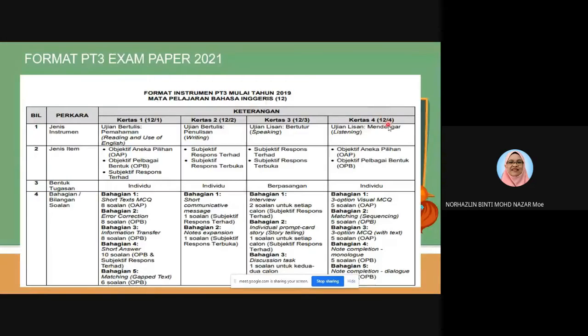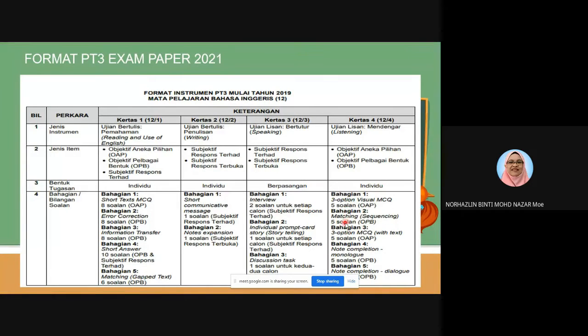Your code is 12/4. It's your listening paper. Okay, so objektif aneka pilihan. Objektif pelbagai bentuk. So this one is individu. Okay, so we have bahagian 1. 3 options. They'll give you MCQ questions. And then you will see 5 questions in section 1.